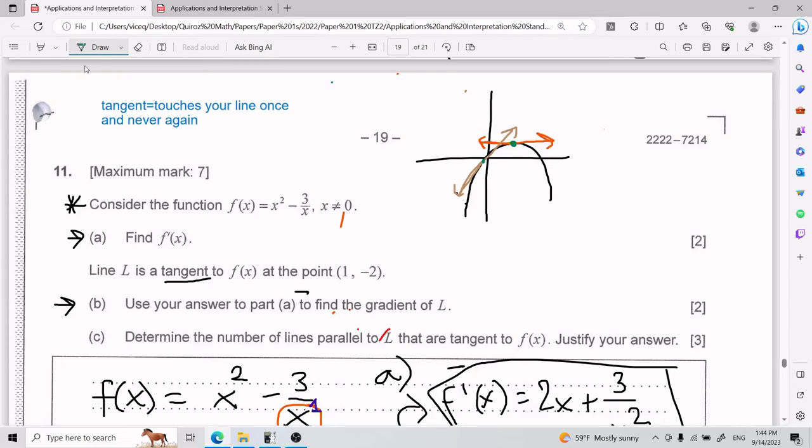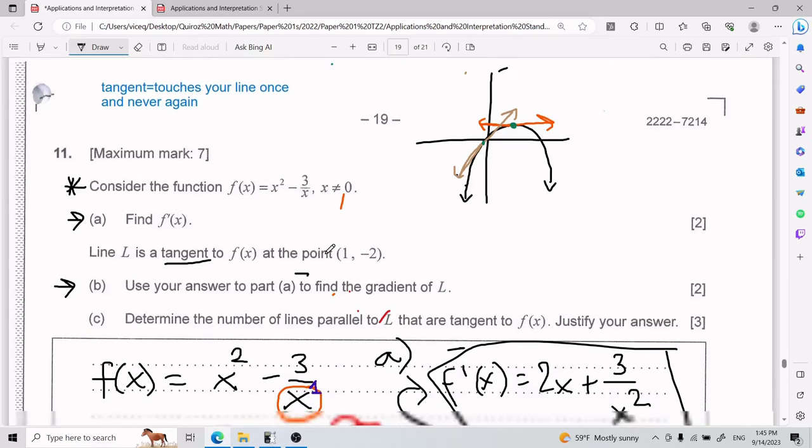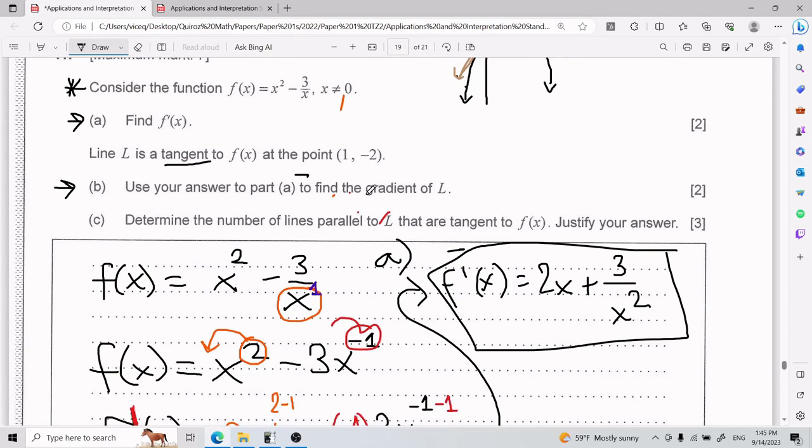And so the cool thing about a tangent, contrary to this quadratic that I just drew here, is that the tangent is a straight line. See? The tangent is a straight line. And so when they ask for the gradient, gradient is the same as slope. And so how can finding the derivative of f of x help me find the slope of line L?